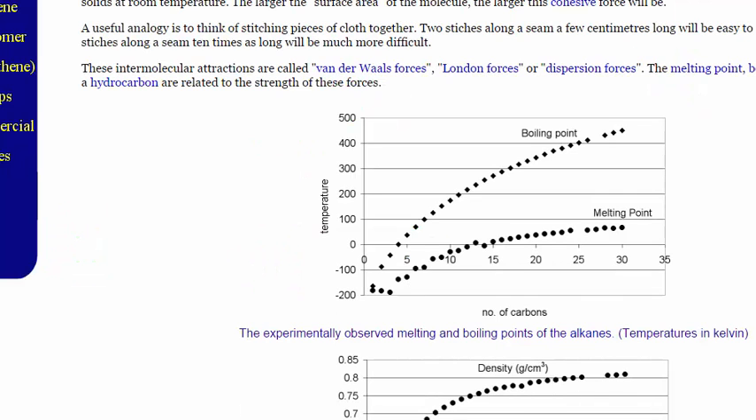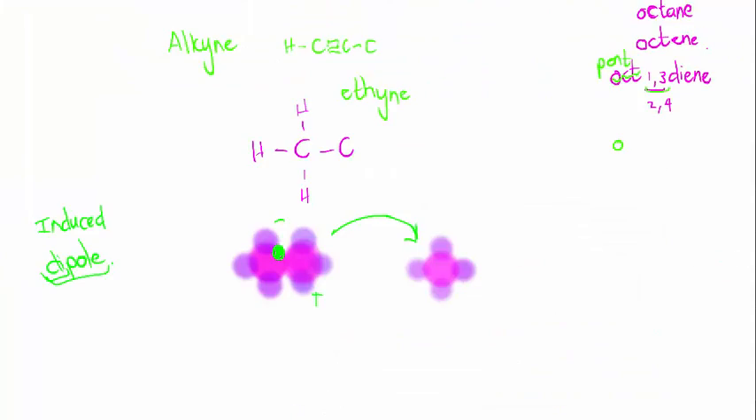Okay, so look at this. Here's a diagram where they've looked at the number of carbons versus the temperature at which that substance will boil. Now, what is boiling point? Let me explain that.